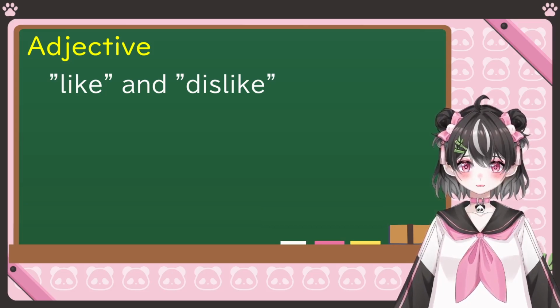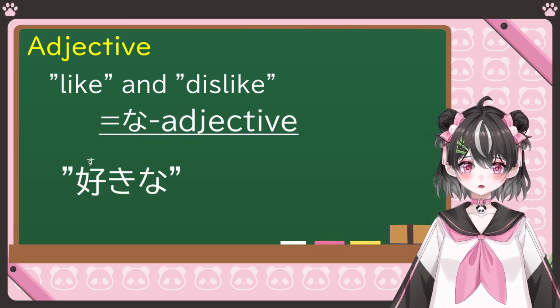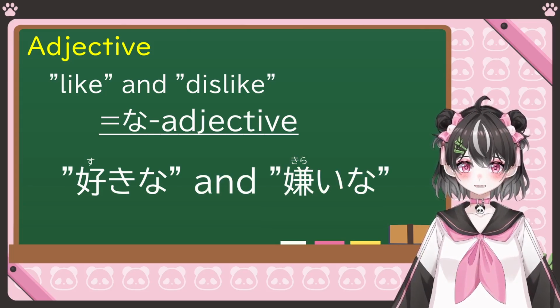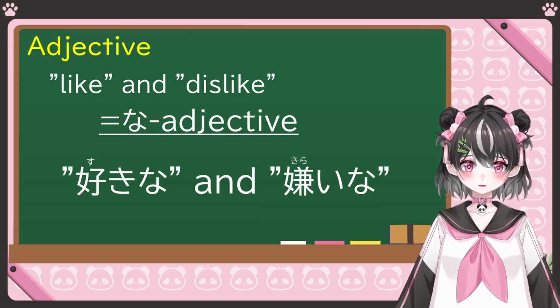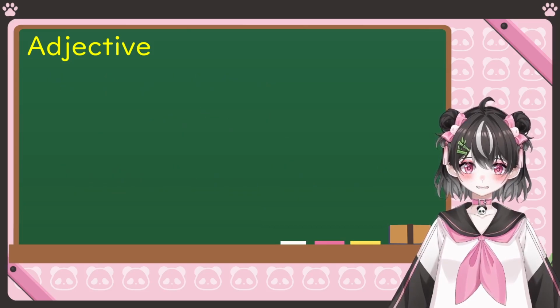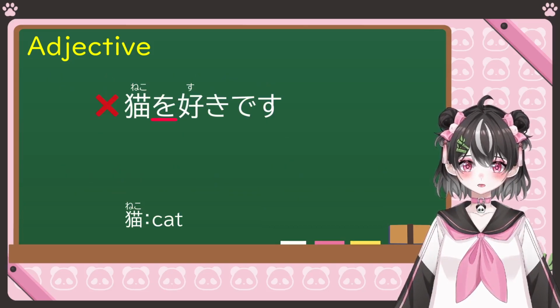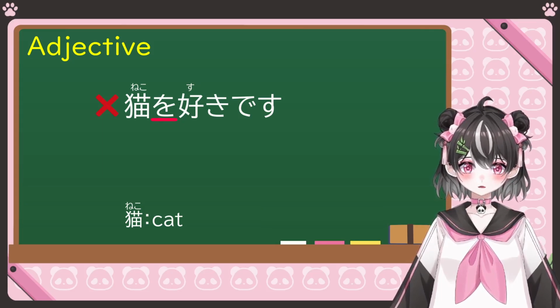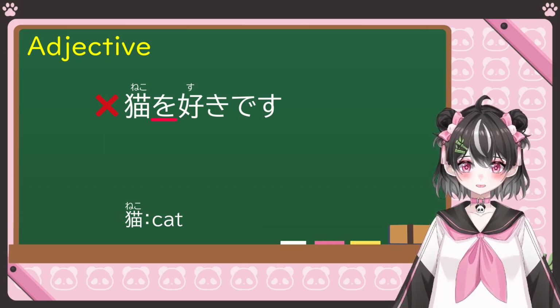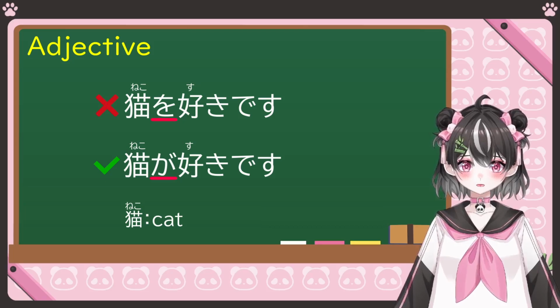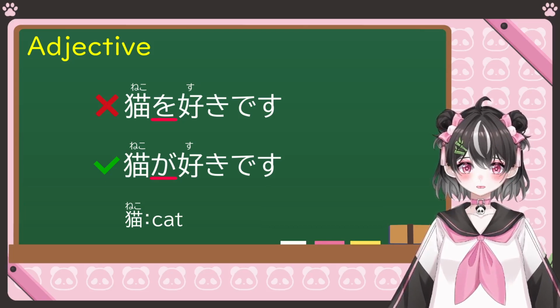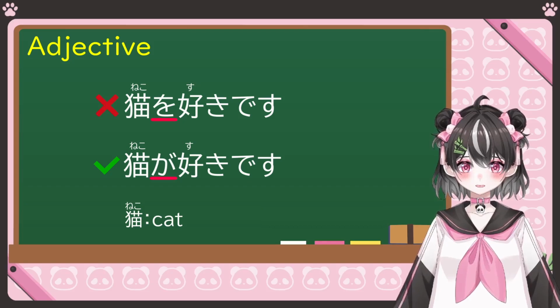By the way, in Japanese, like and dislike are not verbs. They are classified as na adjectives like 好きな and 嫌いな。This is because they describe a state of being, like to be fond of or to have a dislike. Anyway, so we don't say 猫を好きです based on the rules from the previous video, as it's not a verb. Instead, we say 猫が好きです.